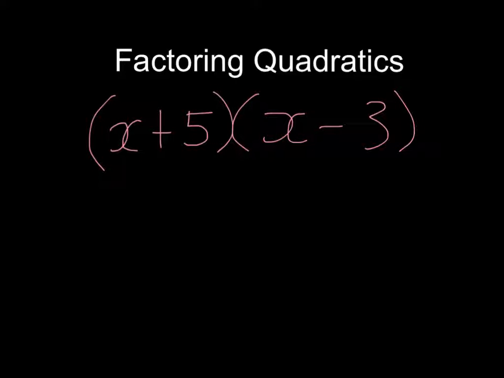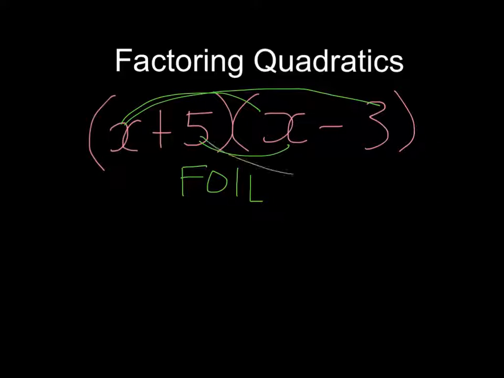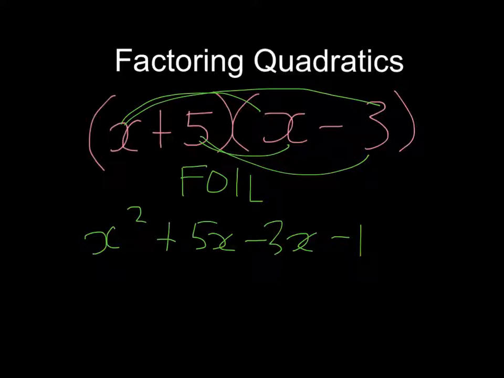This video is looking at factorising quadratics. We've looked at expanding them before using the FOIL method. So that is first, outside, inside, last. Expanding that would give you x squared plus 5x take 3x take 15. You'd combine the like terms and it would be x squared plus 2x take 15.